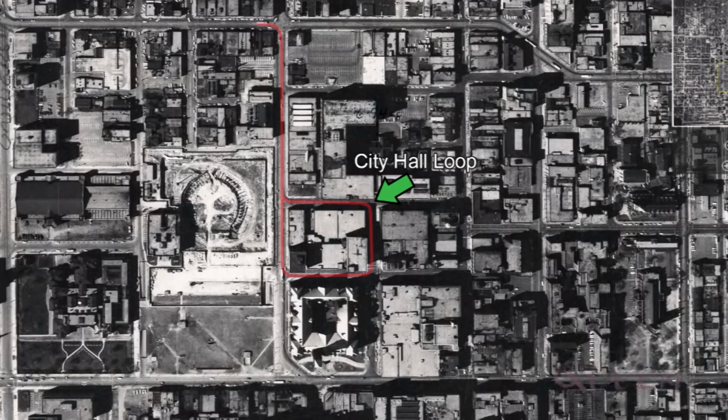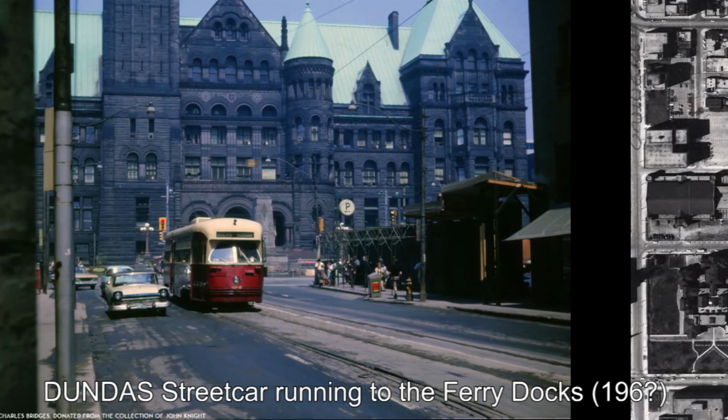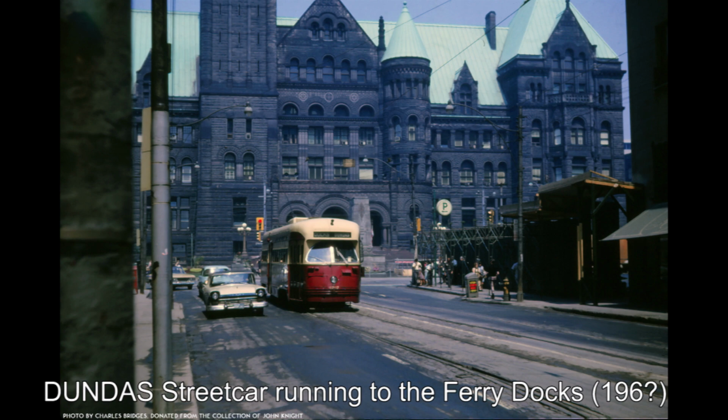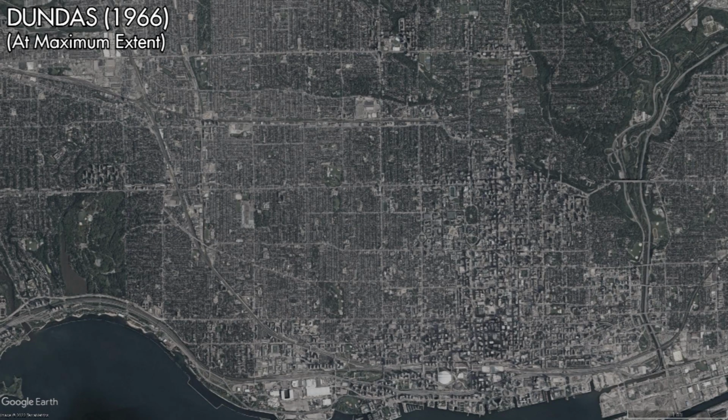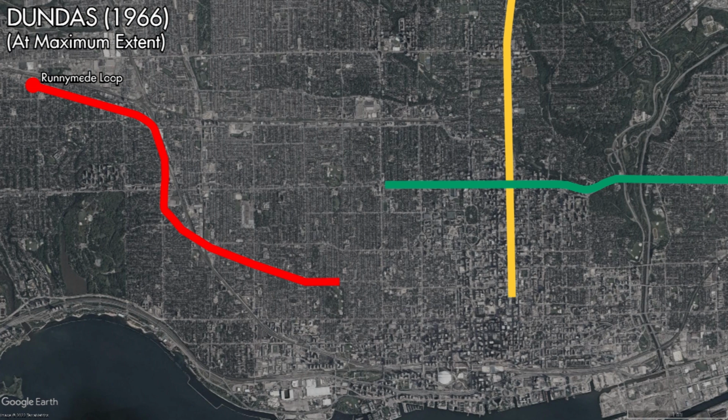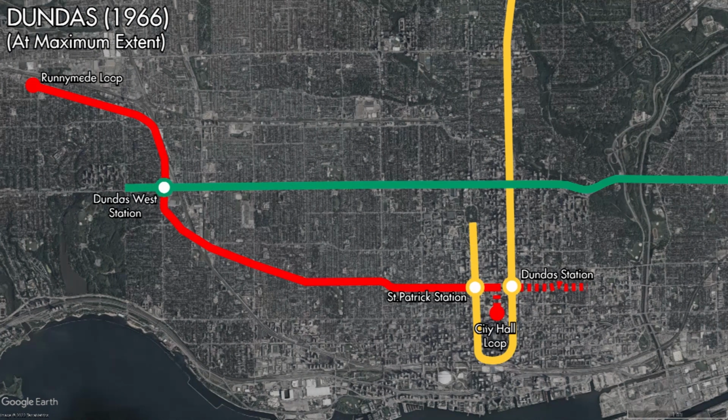It wasn't until the opening of the Bloor-Danforth subway in 1966 and the abolition of the Harvard streetcar that the Dundas streetcar would take on the route we know today. With the Harvard streetcar gone, service on the Dundas streetcar would finally begin operating east of Bay Street, running to Broadview Station. However, only every second car would make this run. All others would continue to terminate at City Hall Loop. This was due to the lower ridership on the eastern end of the line compared to the western end.